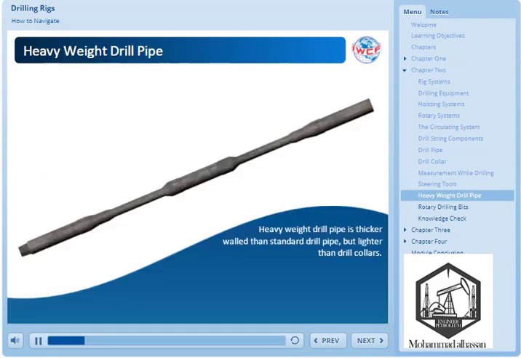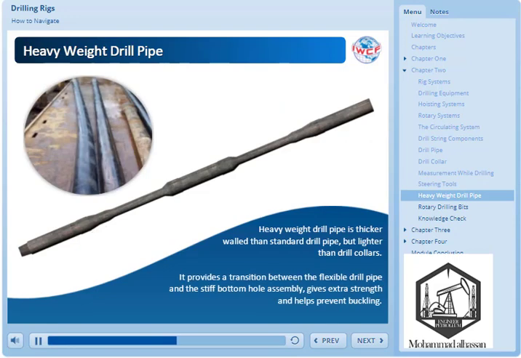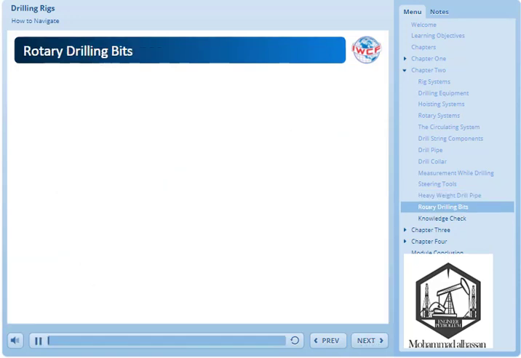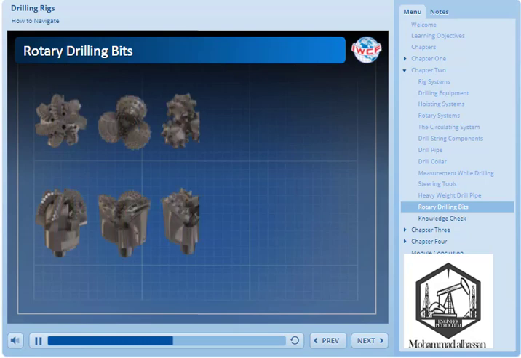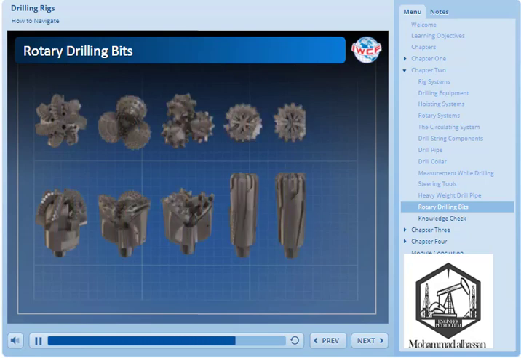Heavyweight drill pipe is thicker walled than standard drill pipe, but lighter than drill collars. It provides a transition between the flexible drill pipe and the stiff bottom hole assembly, gives extra strength, and helps prevent buckling. As discussed in Module 2, there are many types of drill bits, designed for different formations and cost effectiveness.